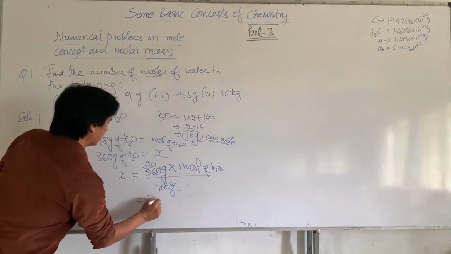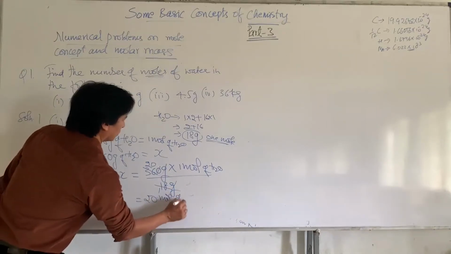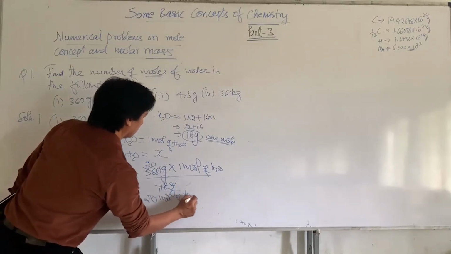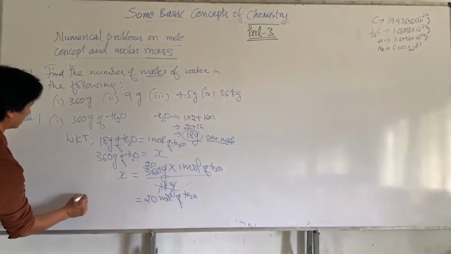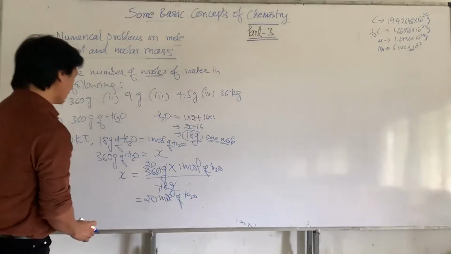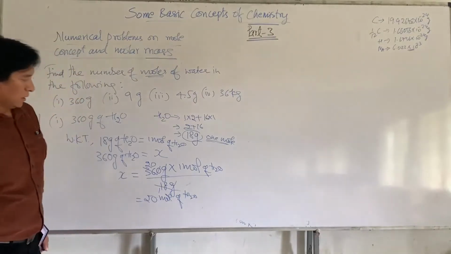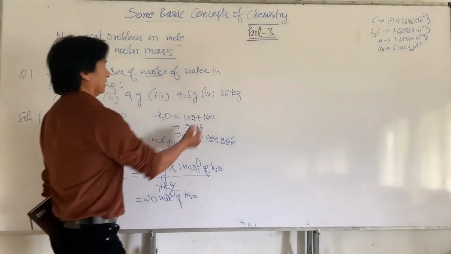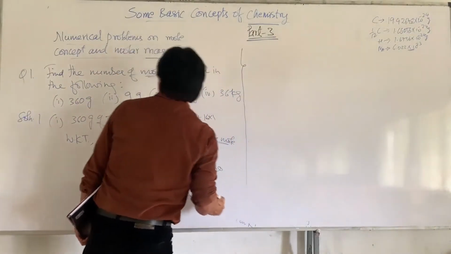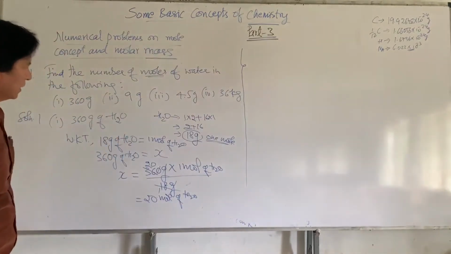It is 20 moles of water, right? So 20 moles of water. So you can write, therefore, 360 grams of water has 20 moles of water. That's it. And then now you can do the same thing for the second one, 9 grams.